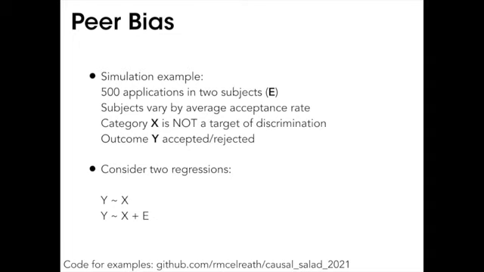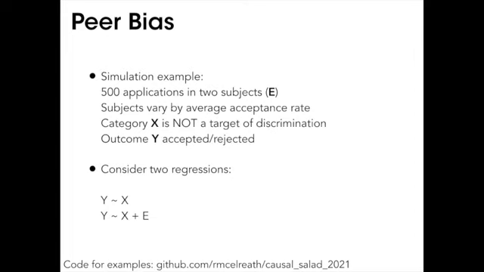Now, let's assume that category X, which is whatever social status you're most interested in, in this literature it's often gender or cultural background, sometimes it's age, it could be a large number of different things. Let's suppose it's not a target of discrimination. The people that read these applications are not biased against people based upon that at all. And we can ensure that because we're simulating the data. Then we simulate outcomes Y of accepted, rejected.